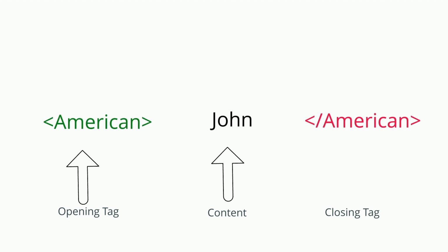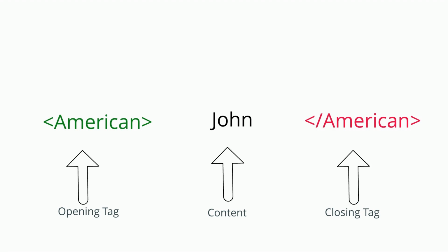So let me give you an example. Let's say we have a tag called American. Okay, this is just a made-up tag. I just made it up in my head. Now we have an opening tag and a closing tag, and within the tag, I put in a text called John. So what this means is John is American. So whatever is within this tag, the tag will have an effect on it.